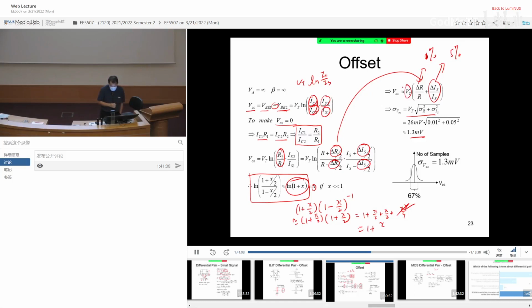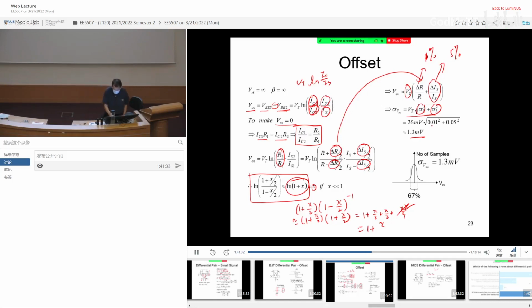Okay? Now one thing you'll notice is that I don't just add 1% and 5% together. Instead, I square them, add them together, and take the square root. This is the property of random variables. They don't sum linearly, they sum in power. It's like noise, right? Noise doesn't sum linearly, it sums in power. So any random variable just sums in power.